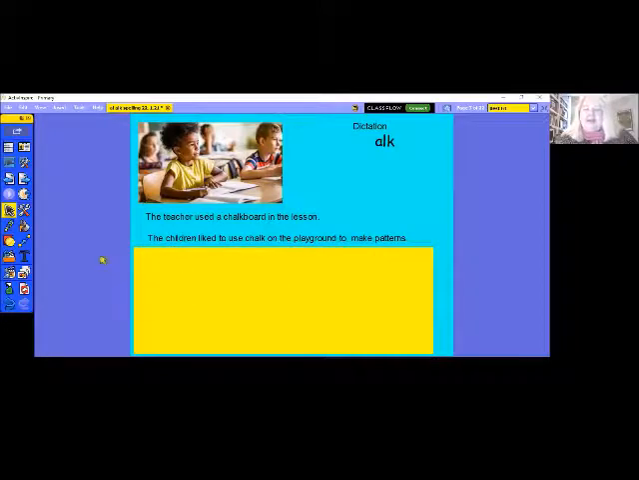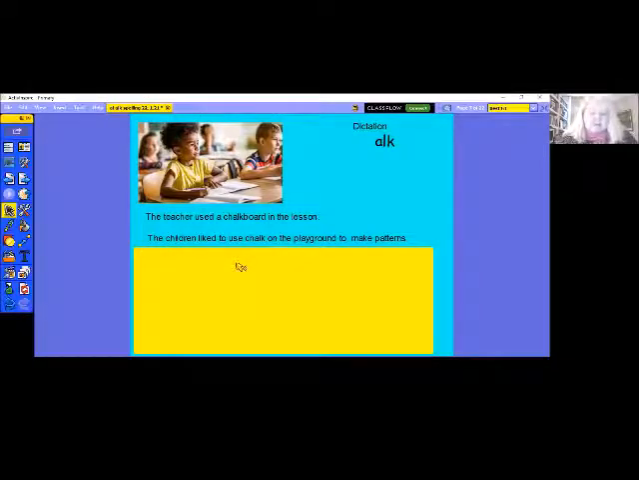Let's have a look at that. The children liked to use chalk on the playground to make patterns. The word chalk. If you want to, you can have a go at making your own sentences, but I think this is quite a good way of seeing if you can remember the spellings.